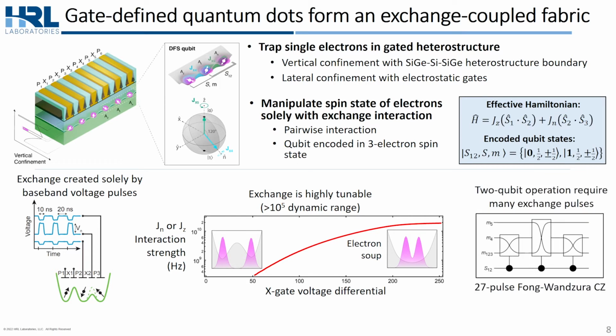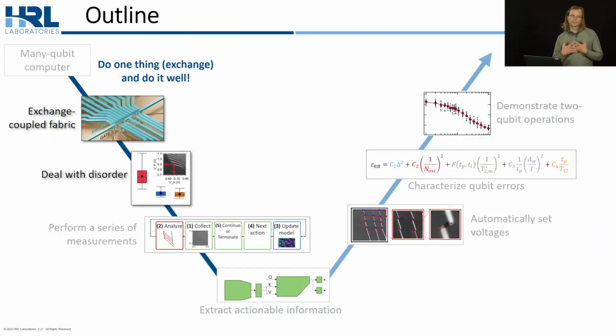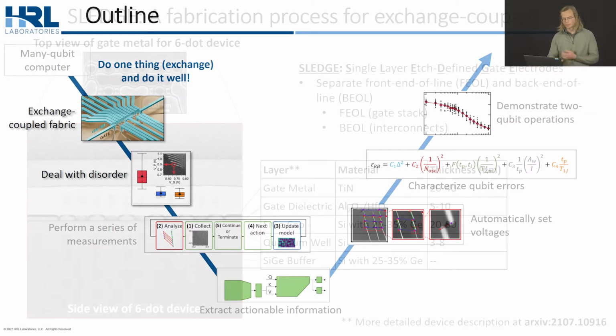The one downside to this approach is that 2-qubit operations typically require on the order of tens of pulses. And that's due to the symmetry in the exchange interaction and the encoding and how the dots are connected, how the electrons are connected. But the bottom line is that exchange provides a really highly tunable interaction that we can use to manipulate qubits. Okay, so we've made a choice that in order to do quantum computation, we want to do one thing, exchange, and do it really well. So how do we implement or make an exchange-coupled array?